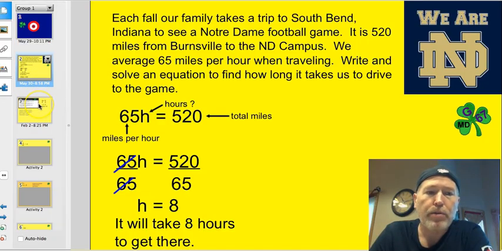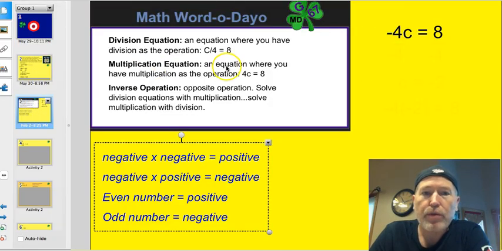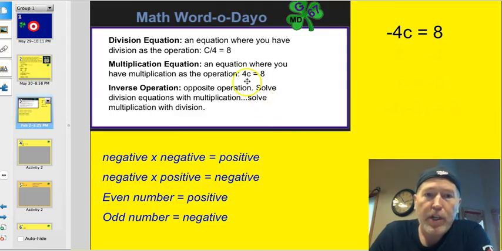All right, that's what we're going to be doing tonight, but we're going to throw in some negative stuff. So let's review some things first of all. A division equation is an equation where you have division as the operation, like c divided by 4 equals 8. A multiplication equation is an equation where you have multiplication as the operation, like 4 times c equals 8. You also have to know what an inverse operation means. I'll be using this word. Inverse means the opposite operation. So tonight we will solve division equations with multiplication. We'll solve multiplication with division. Those are inverse or opposite operations.